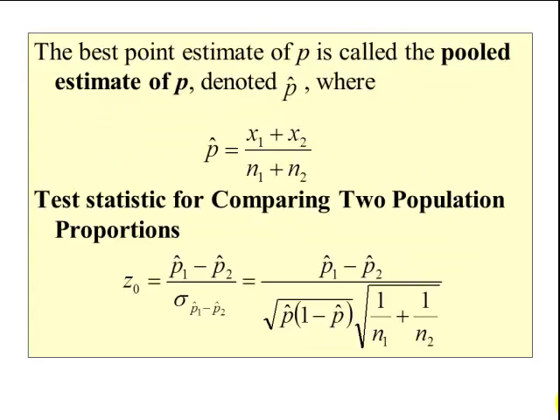The best point estimate of p is called the pooled estimate of p, denoted p hat, where p hat is the sum of the x's, the characteristic that we want, divided by the sum of the two different sample sizes. The test statistic for comparing the two population proportions is a z, and here's the formula, which breaks down to this. We're not going to compute this by hand. We're going to let Minitab and StatCrunch compute this for us.